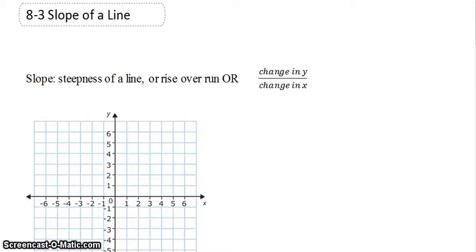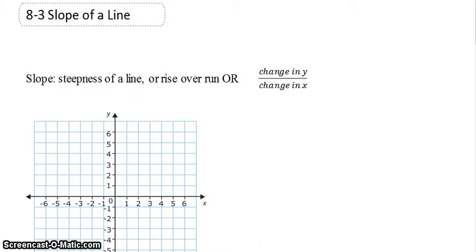Okay, so we're on to 8.3, slope of a line. So, slope. What is slope? Slope is the steepness of a line. It's also considered rise over run, or you can say change in y over change in x.